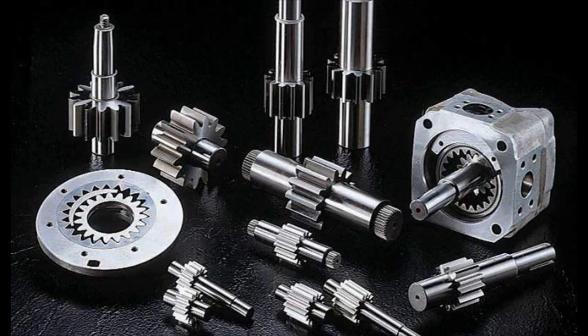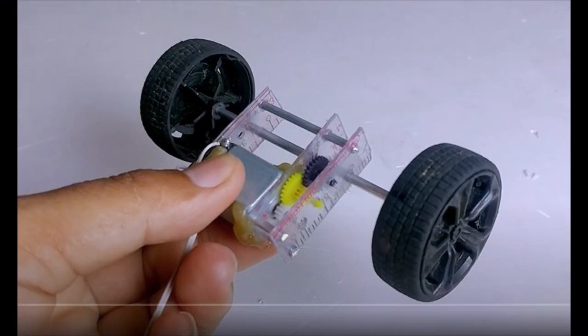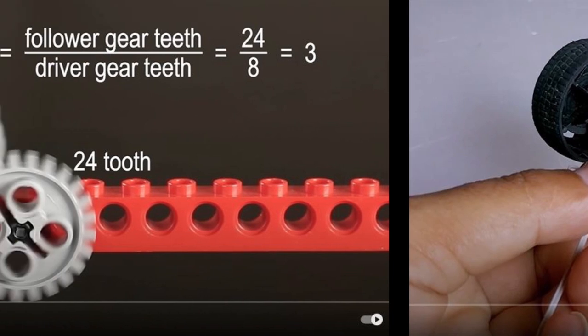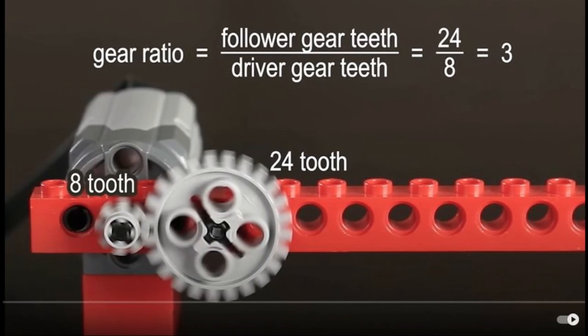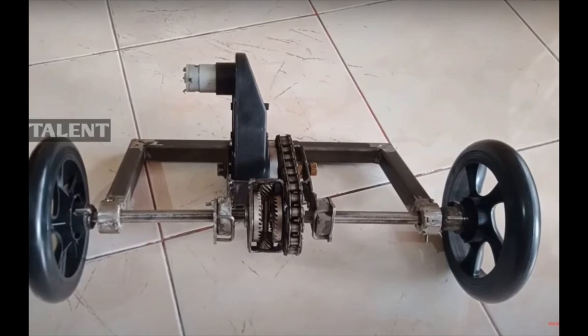The axle of one gear is connected to an electric motor. When the powered axle turns, its gear turns, and that causes the second gear to rotate in the opposite direction.